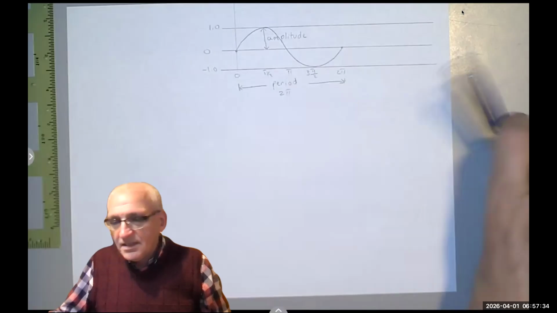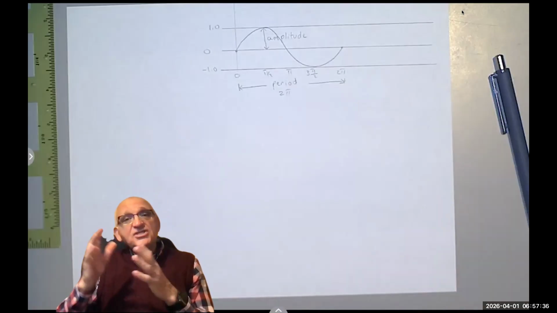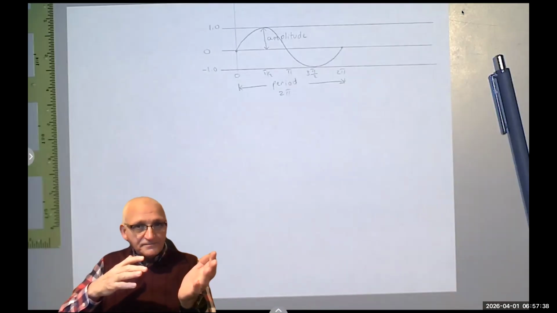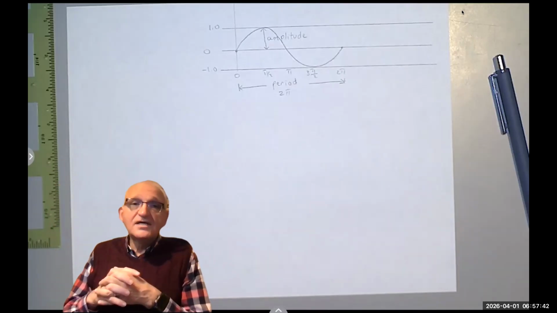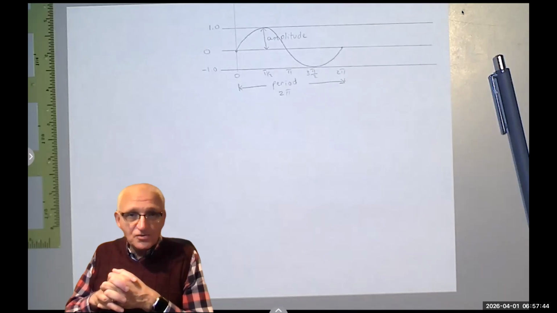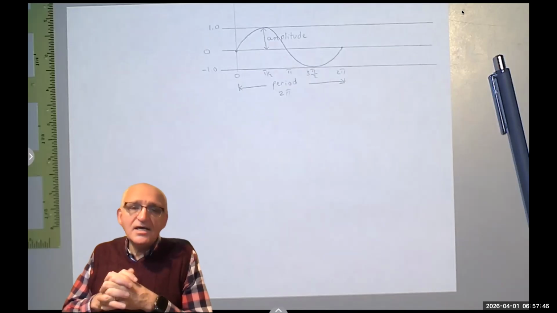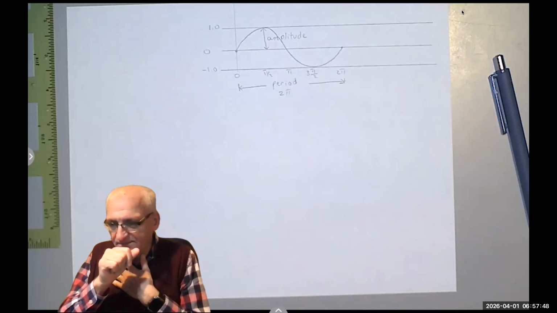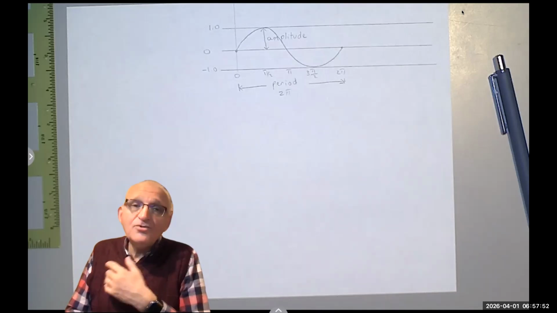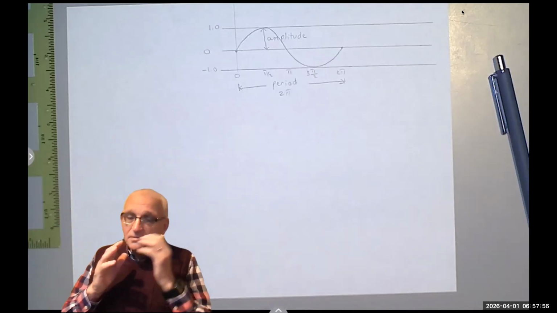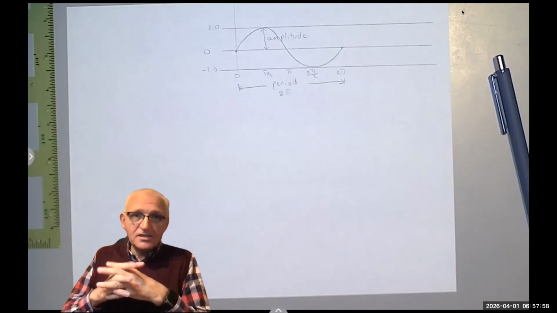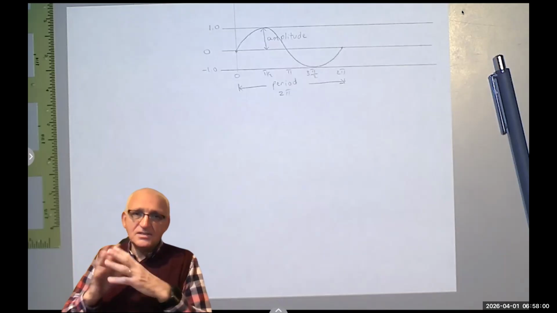Now, remember we have translations in the x or y. We have reflection over the x or the y. And we have dilation, meaning stretching or shrinking. So let's think what each one does.